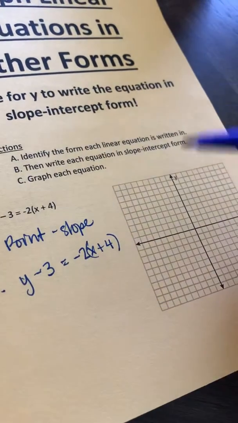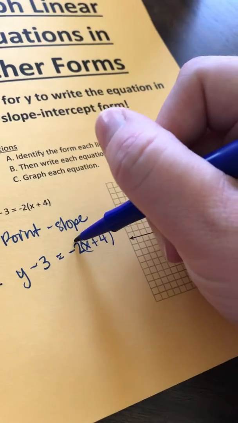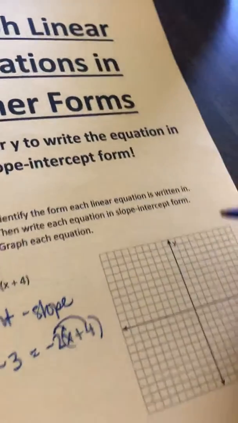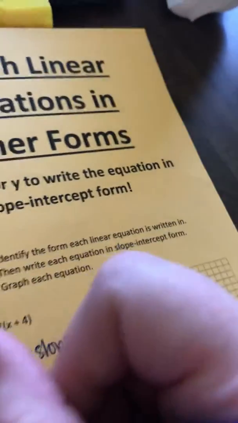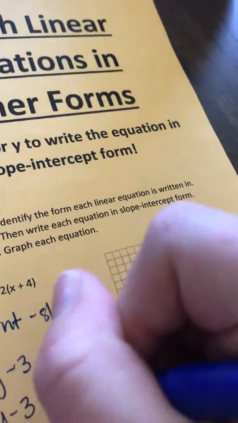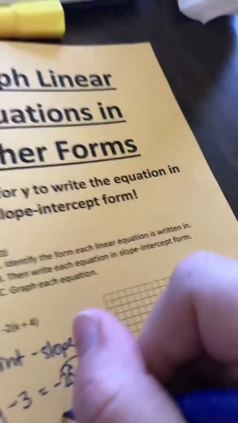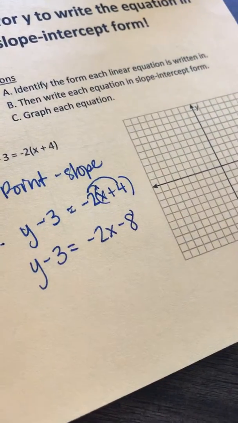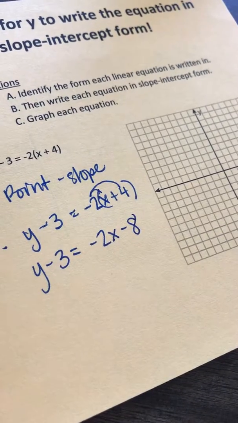So we want to isolate y, and we want to get y by itself. So the first thing we're going to do is distribute this negative 2 to get rid of those parentheses and clean this up. So that's going to give us y minus 3 equals negative 2x minus 8.